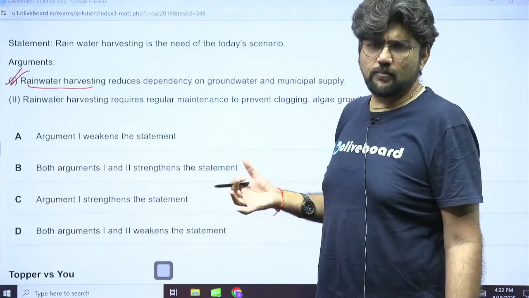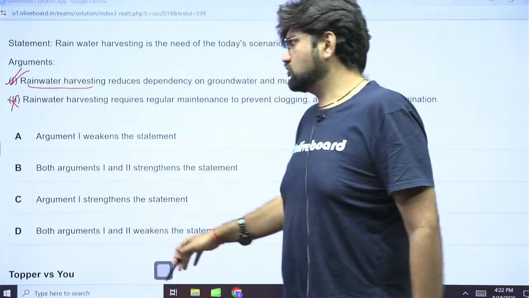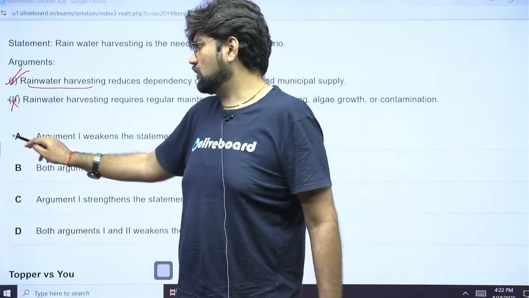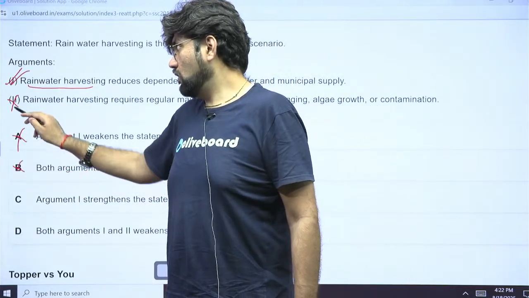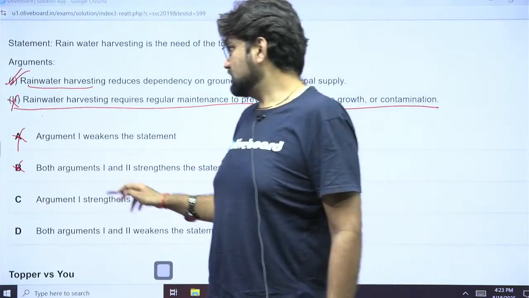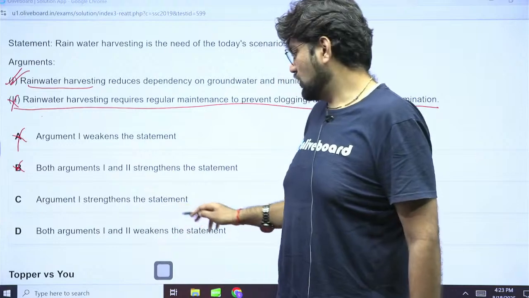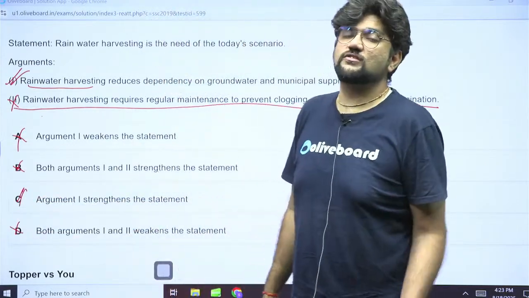Fine. Not a problem. Is it strengthening my statement? No. But if you observe the options, argument 1 weakens the statement? Not at all. Both arguments strengthen the statement? No. This is not strengthening my statement. Argument 1 strengthens the statement? Absolutely it does. Both arguments weaken the statement? No. So I am saved here. Option C is the correct answer.